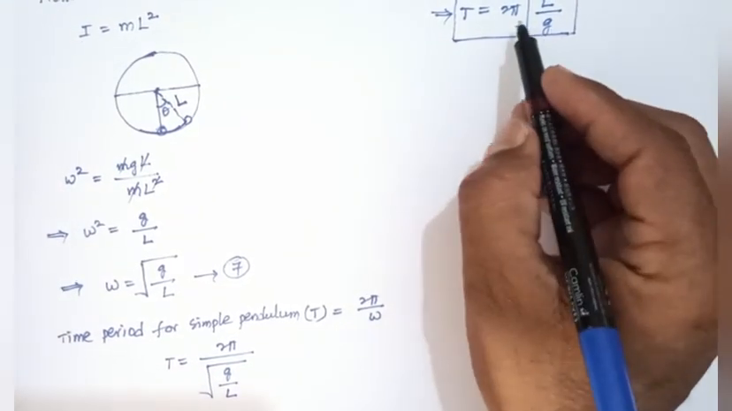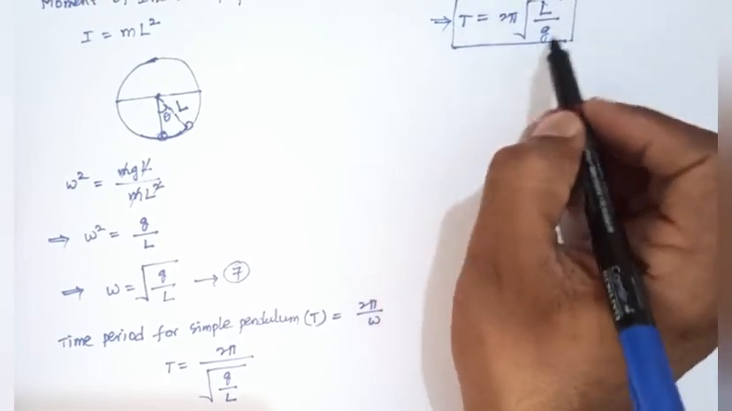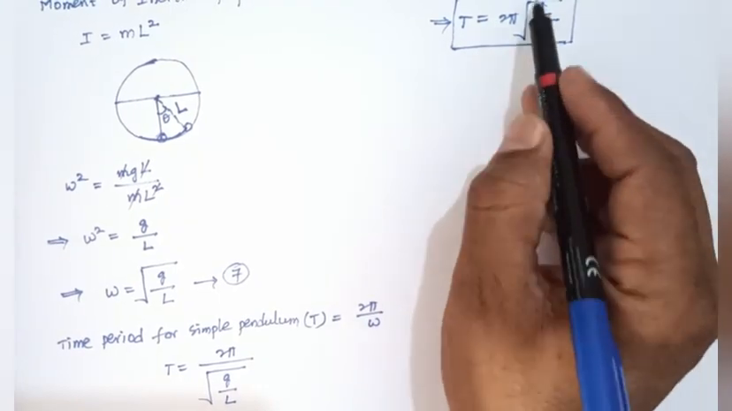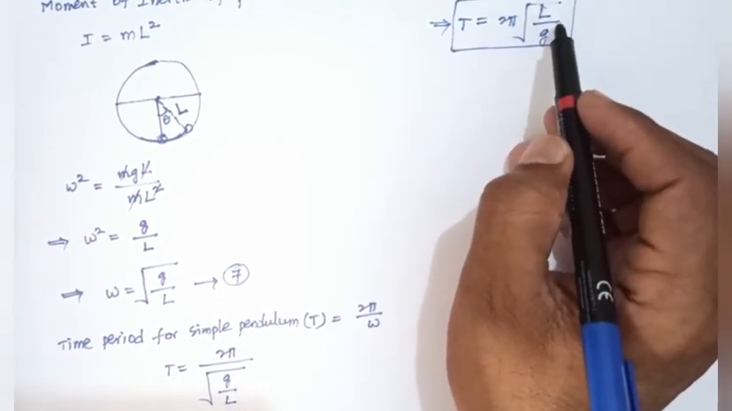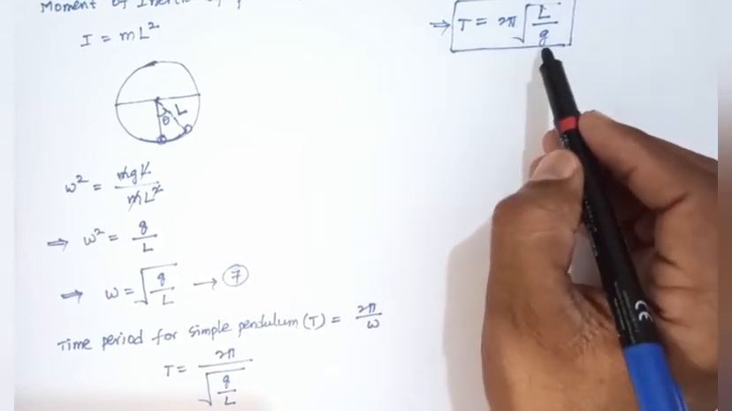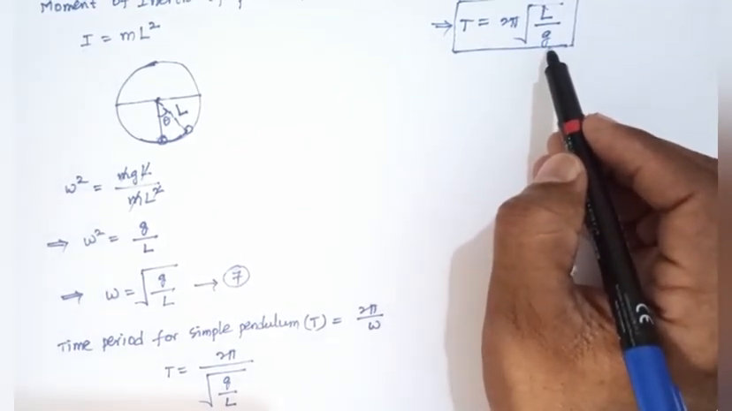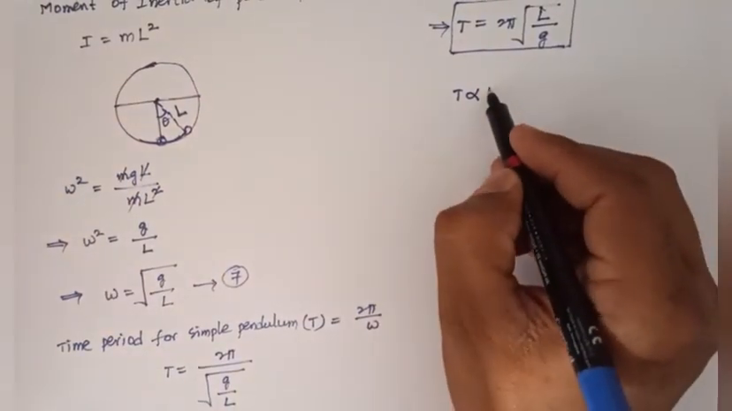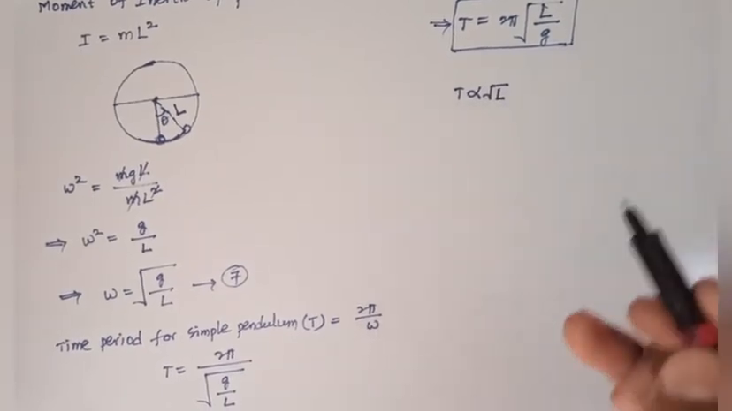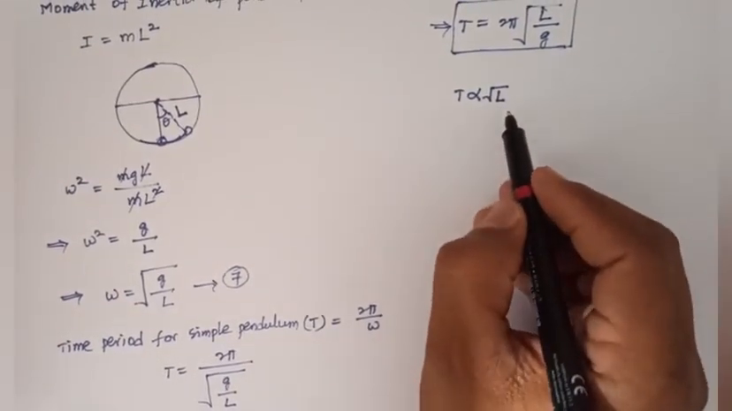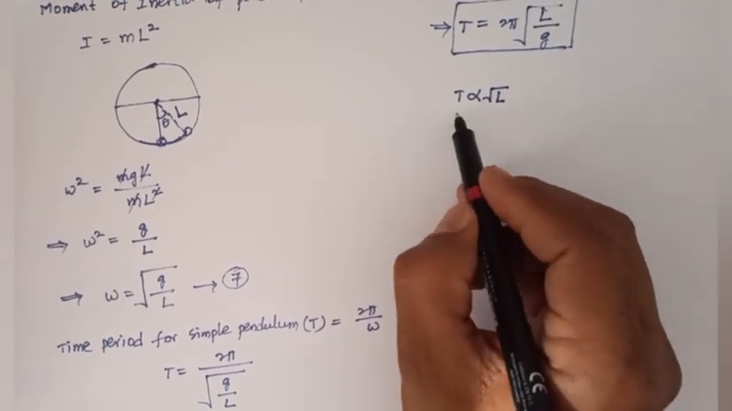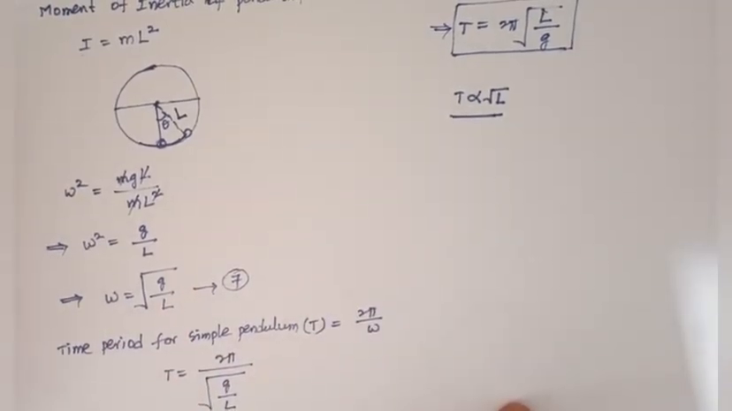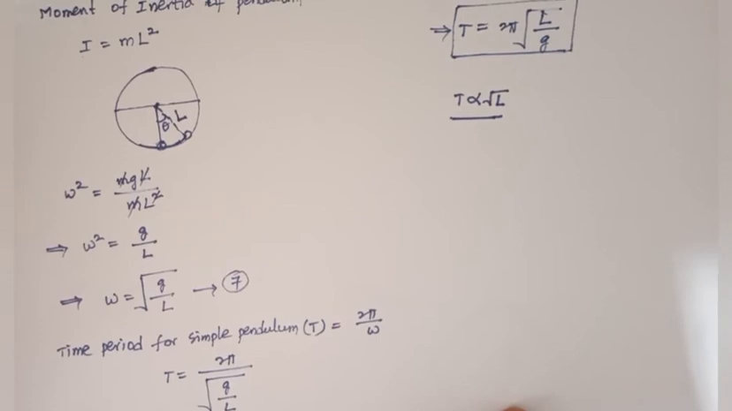Here the time period depends upon the length of the pendulum only. Because 2 pi is constant and acceleration due to gravity at a point is constant, the time period T is directly proportional to root L. So this is the simple pendulum. I hope you have understood this topic. Thank you.